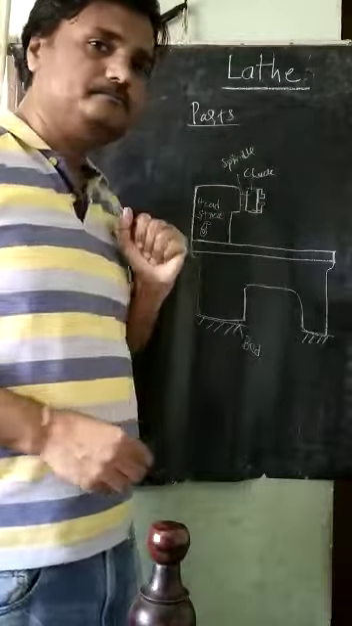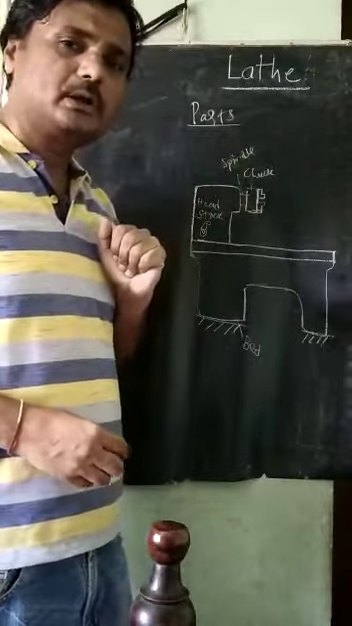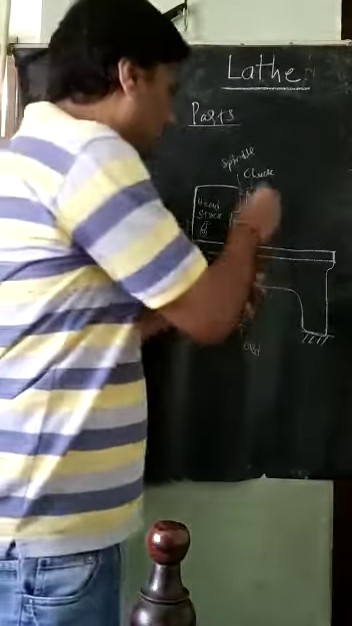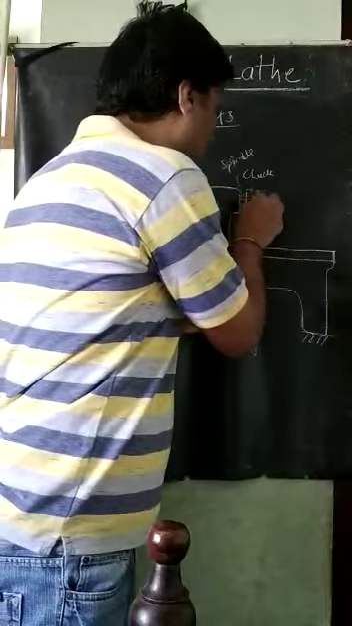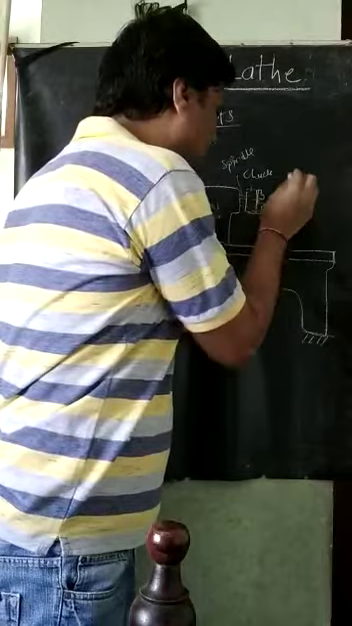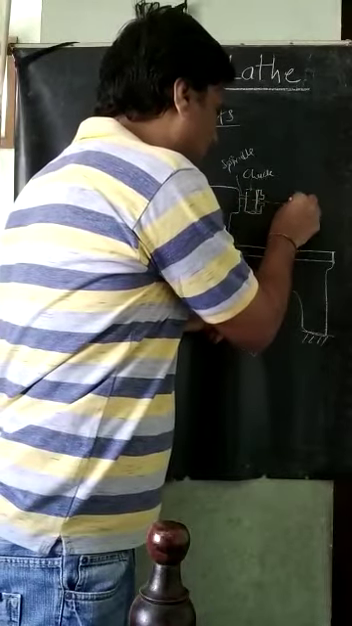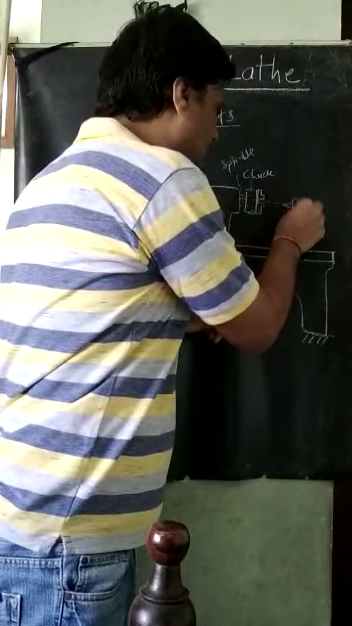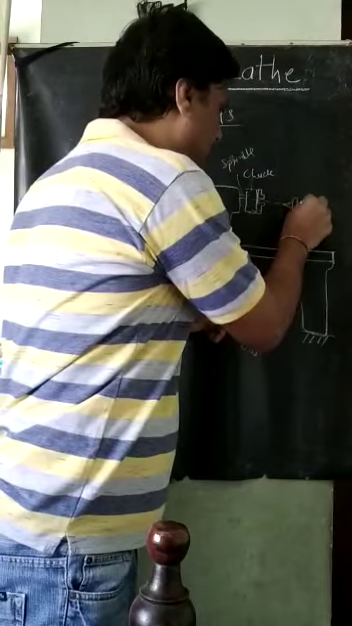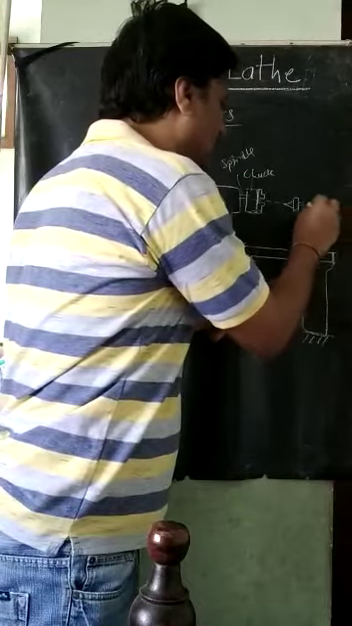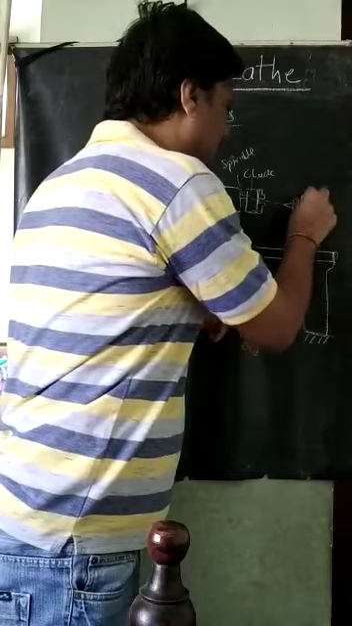Next, another very important part comes. Exactly, we have to draw that part, the center line of this one. So the center line here, somewhat like this.